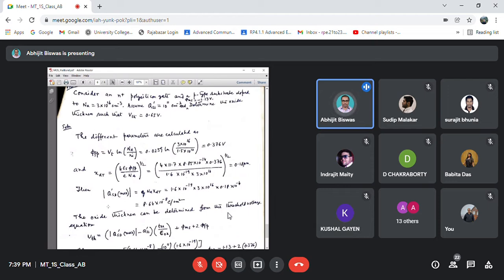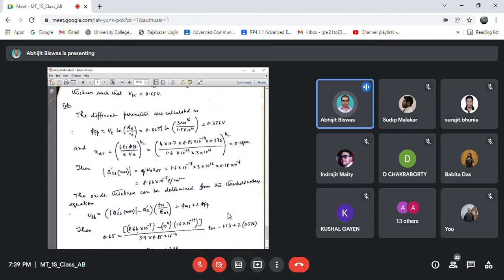So xdT, it is a known formula. It is equal to the square root of 4 epsilon s phi FP divided by q into Na, whole to the power half. Here e means q actually. So it turns out to be 0.18 micrometer. Micrometer means 10 to the power minus 6 meter or 10 to the power minus 4 centimeter.